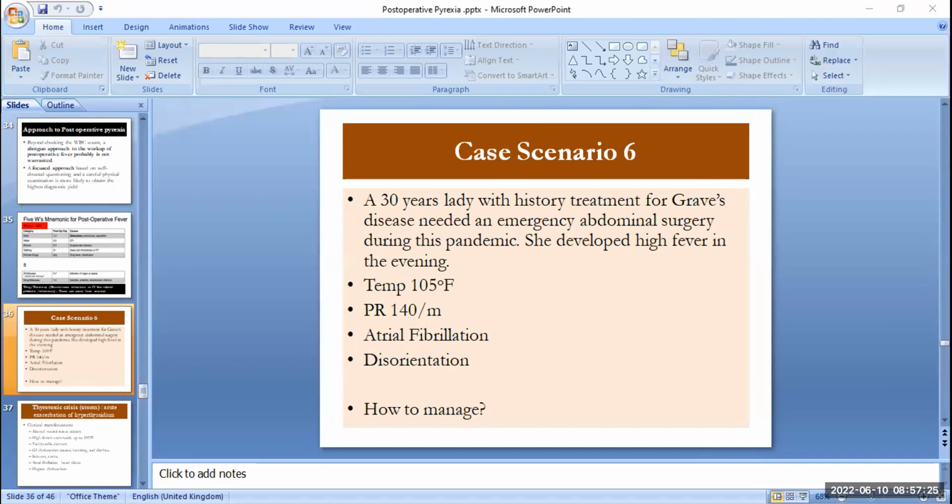Yes, sir, thyroid, maybe a case of thyroid storm, sir. Yes. And what is the fever? Fever is 105 Fahrenheit. Fever is very high grade. Yes, sir. You use the specific term.